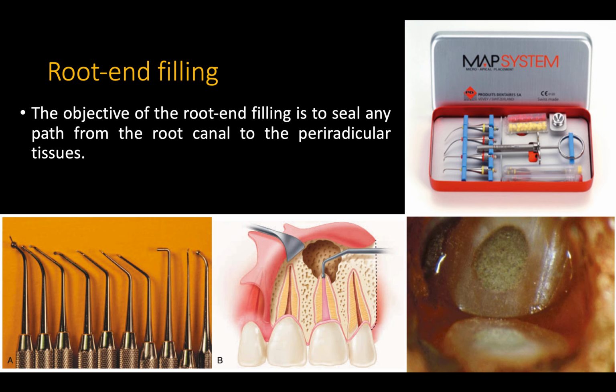Bevels are not needed anymore. Bevels were prepared previously because we didn't have the ultrasonic tips to prepare the root ends, and therefore we used to prepare bevels to enhance the accessibility to the root end, but this is not needed anymore. Now the next step will be root end filling. The aim of placing a root end filling material is to seal any pathway from the root canal to the periradicular tissue.